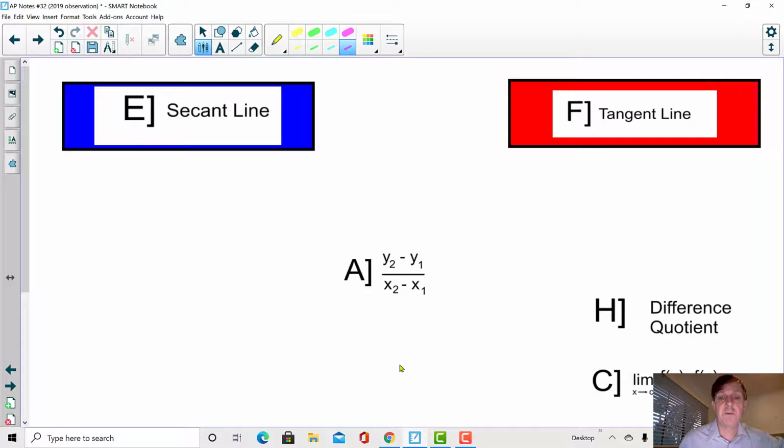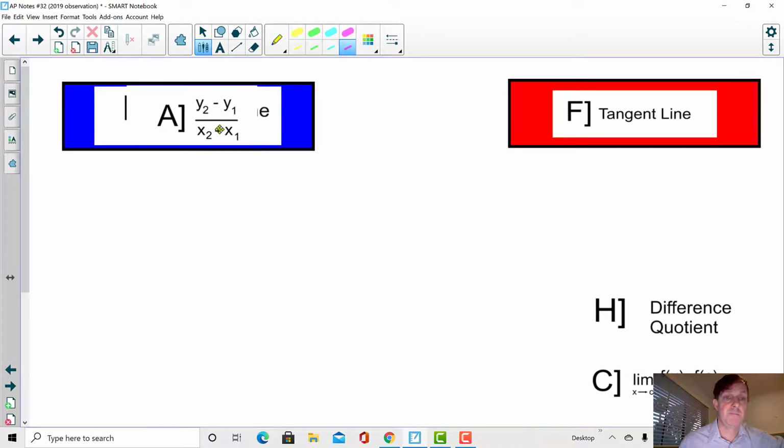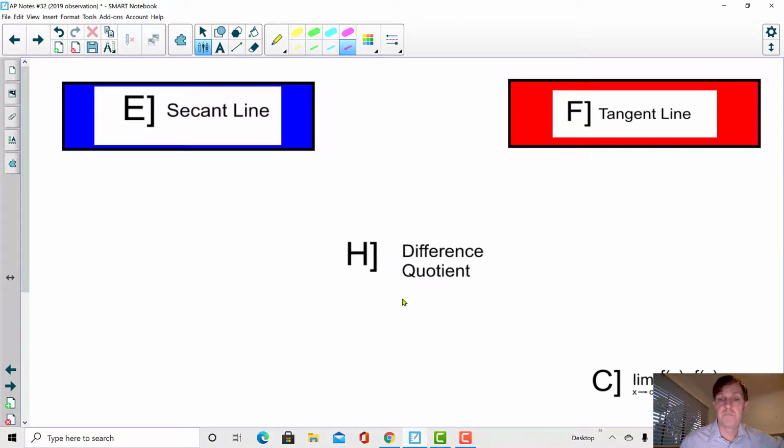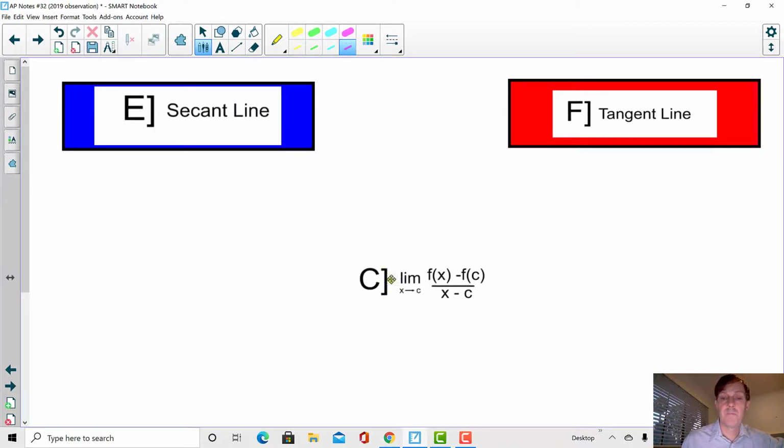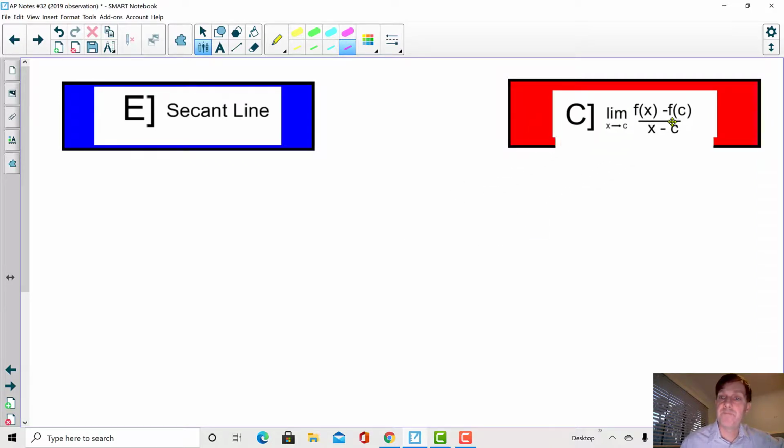A is just the slope of a line that goes through 2 points, so we're going to put that with secant line. Okay, H is just difference quotient, and a difference quotient is just like an average rate of change, so it goes with a secant line. Okay, last one is our C. You can see it's got the limit, but this is the definition of a derivative at x equals c. So that's going to go with tangent line. And now we're done.